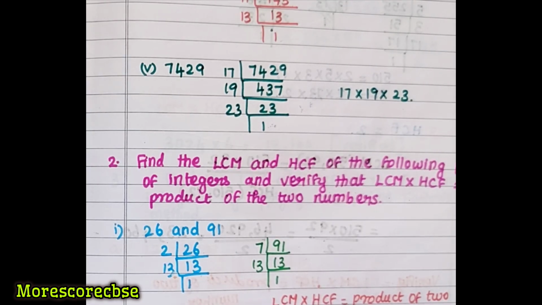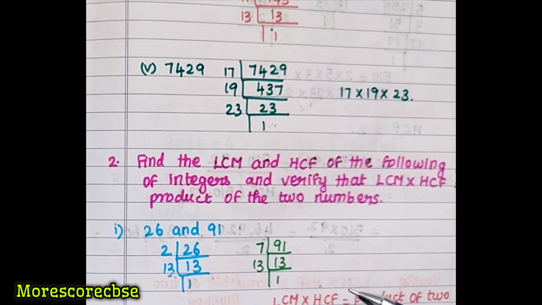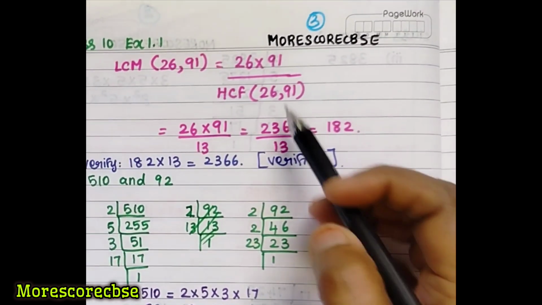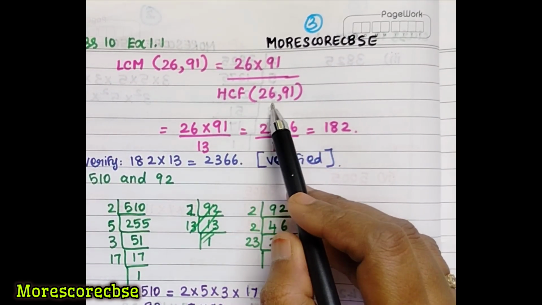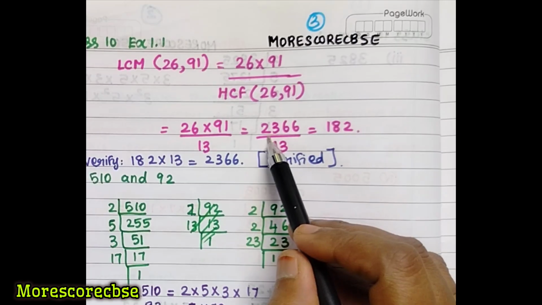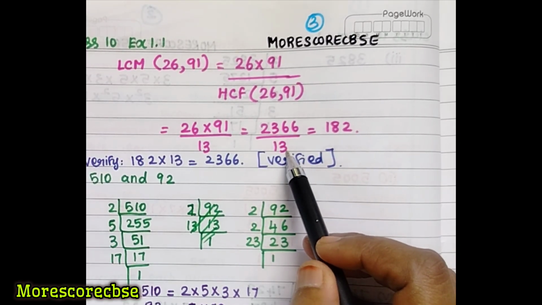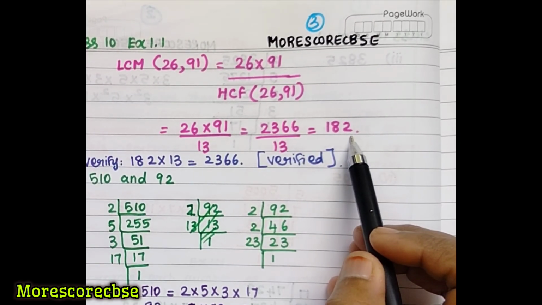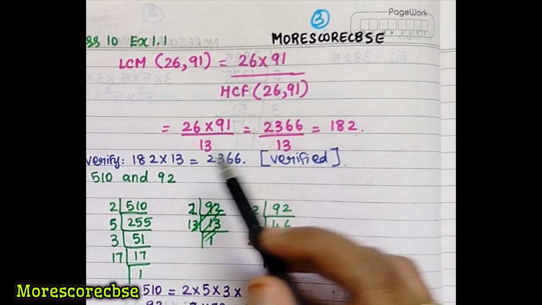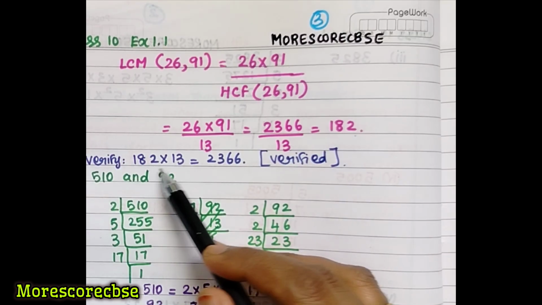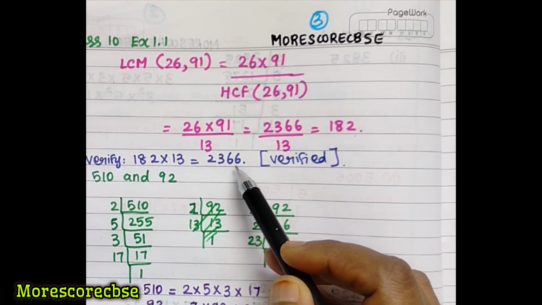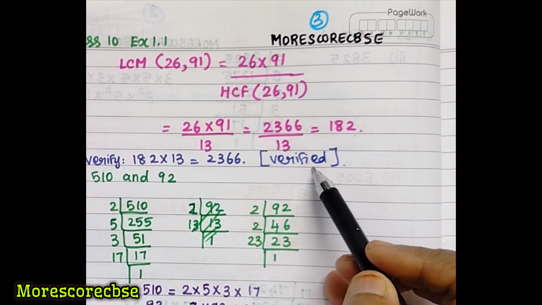So the common factors will be the HCF, and LCM will be 26 into 91 divided by HCF. So 26 into 91 will be 2366, divided by 13. So the answer will be 182. So this is the LCM. So here in order to verify, HCF into LCM will be equal to the product of the numbers. So 182 into 13 we will get the answer as 2366, and hence it is verified.